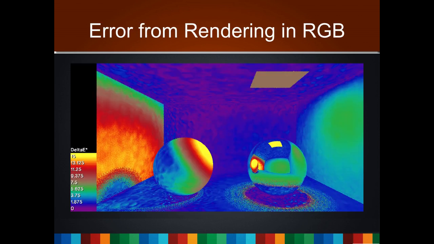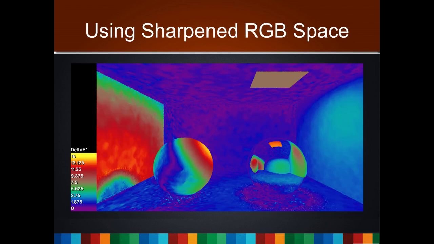So this is pulling back the slide from before, the error comparing 81 spectral samples to RGB. If we use this sharpened RGB space, we don't drop those errors to nothing, but we significantly reduce those errors, even though there's absolutely no additional cost because you're still doing 3 channels. So this is something that we suggested as a way to improve color rendering accuracy with a standard RGB rendering system.